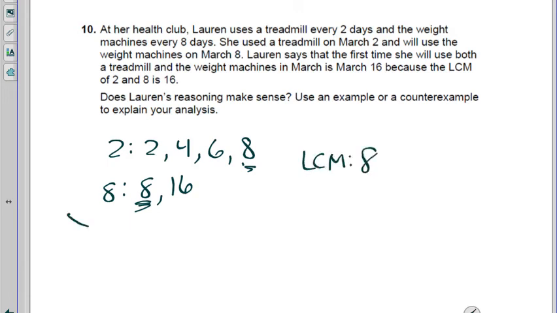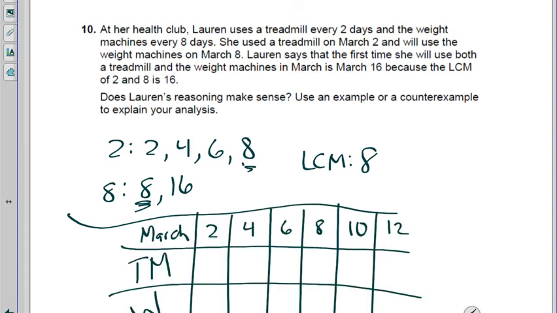If we look at it from a calendar perspective, the treadmill starts on the 2nd and it goes every 2 days. The weight room, she starts on the 8th. And look, on the 8th, she's doing the treadmill. And so the answer is no. Her reasoning doesn't make sense. She will be doing both on March 8th.